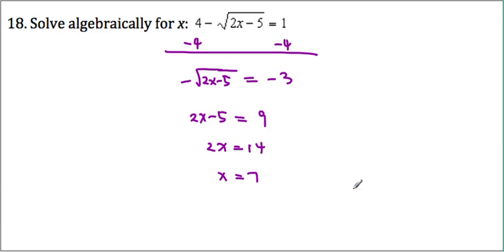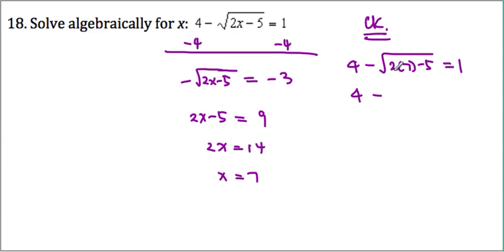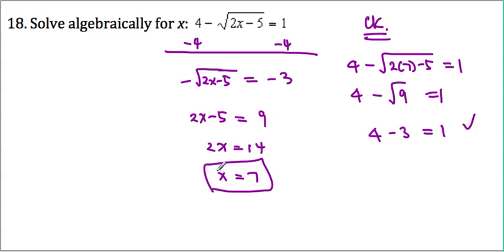But to see if this one is actually correct or not, let us try to plug in 7 in place of x to check. 4 minus square root of 2 times 7 minus 5. In fact, is that equal to 1? So we have 4 minus, here we get 14 minus 5 becomes square root of 9. Is that equal to 1? 4 minus 3. That's right, square root of 9 is equal to 3. Is that equal to 1? Yes, it is. So 7 is in fact our correct answer.